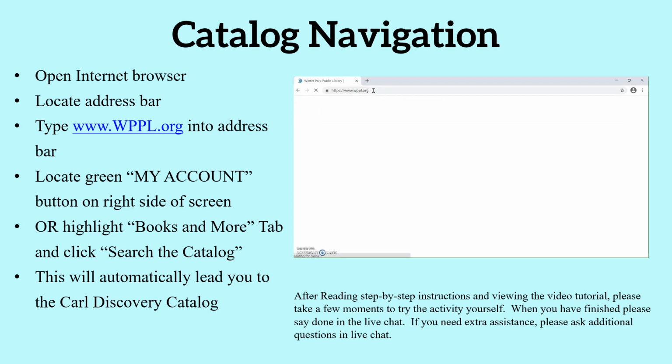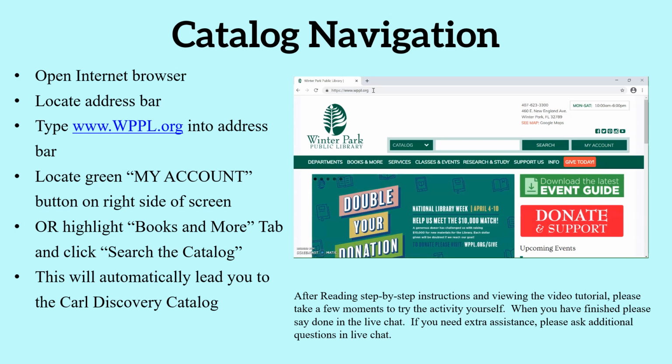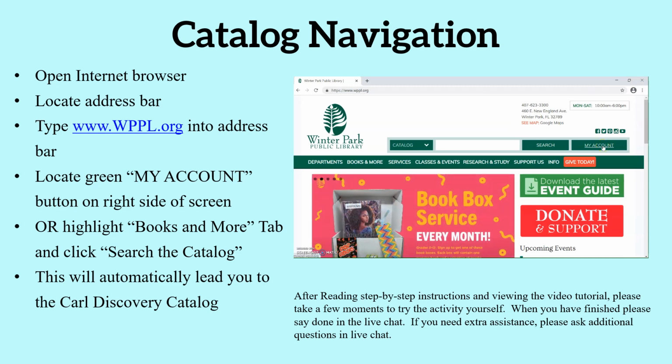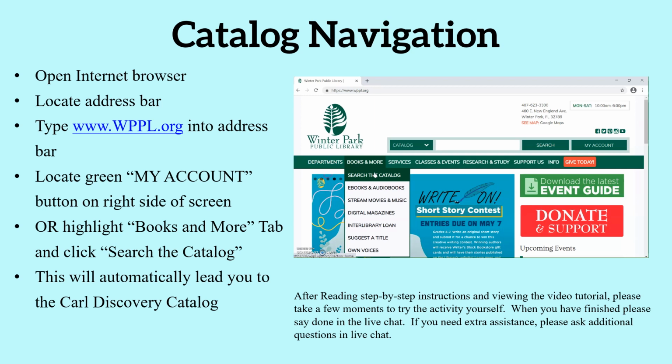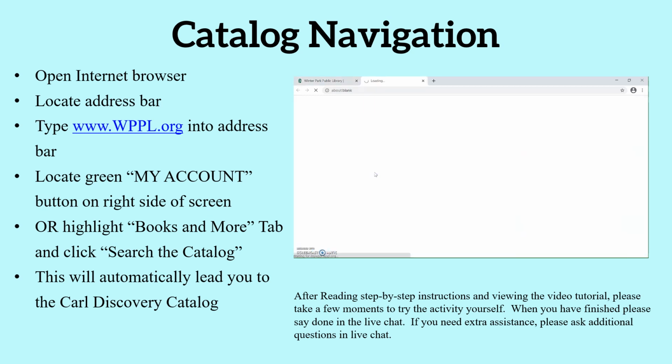This will lead you to our homepage, which you may be familiar with. From here, we'll locate the green My Account button, which is located on the right-hand side of the screen. We'll also locate the Books and More tab, which will lead you to the Search the Catalog button. Both of these buttons will lead you to Carl Discovery, where you'll be able to access your account, place things on hold, renew your items, and suggest purchases.